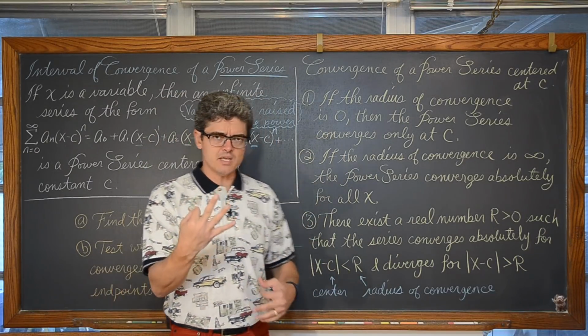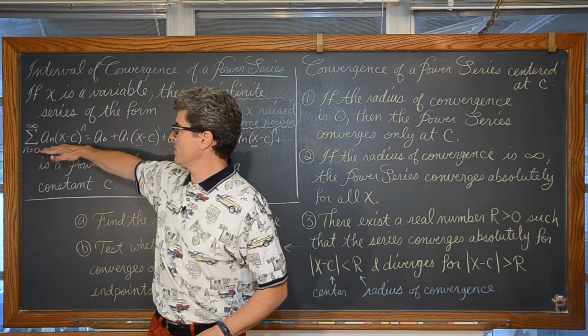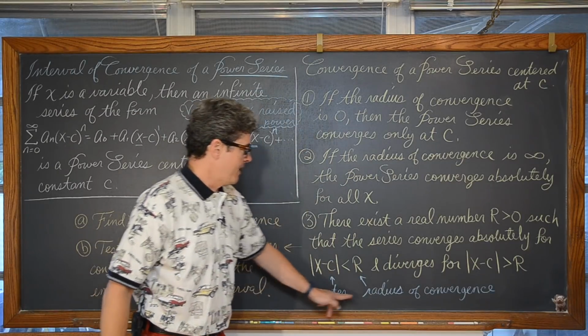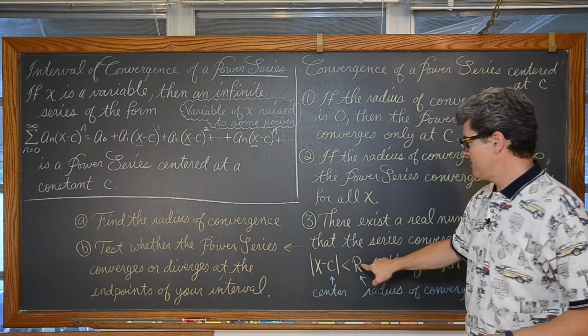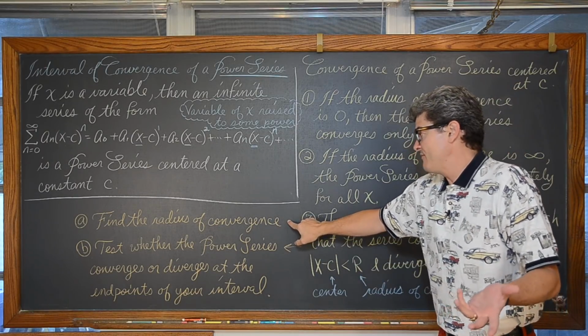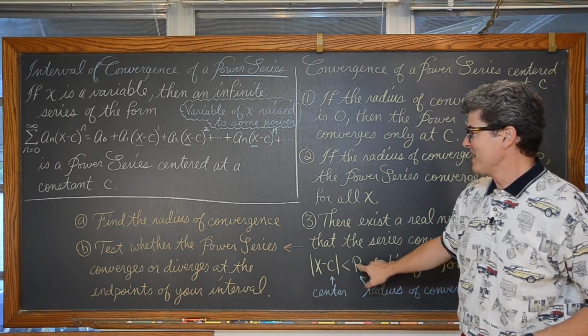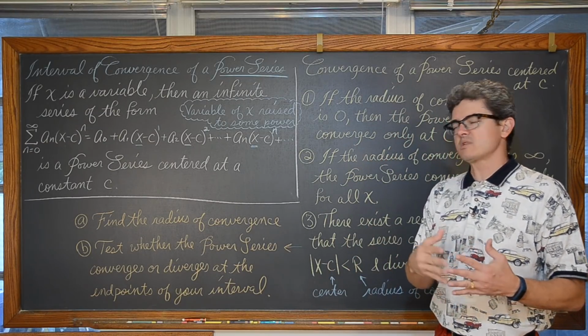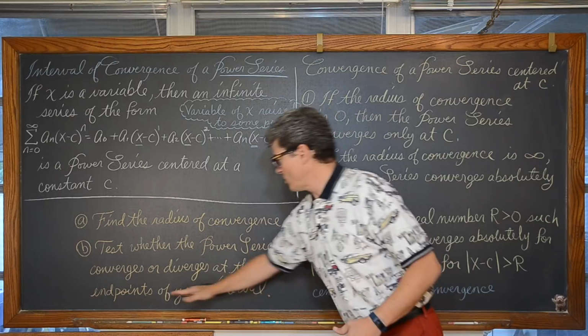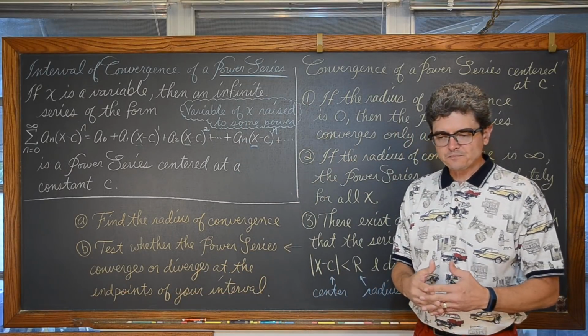And for the three examples that we're going to be doing, we're going to have our series written in this format here, and we'll have our radius of convergence. Now from there, we'll have found that radius of convergence, and then we're going to test whether the power series converges or diverges at the endpoints of our interval.